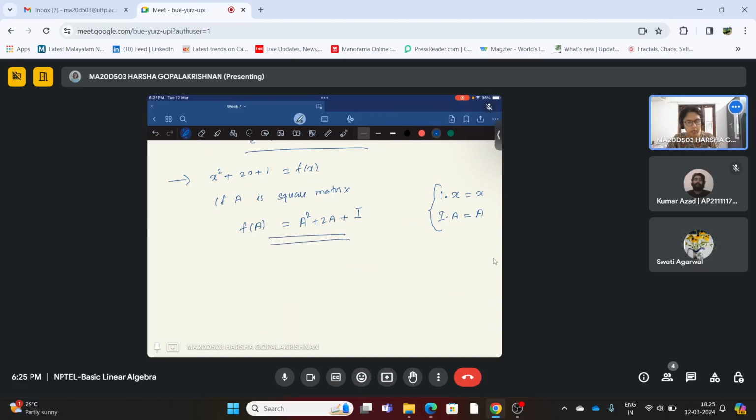Note this: if f of lambda is the characteristic equation of some matrix A, then do you know what f of A is?